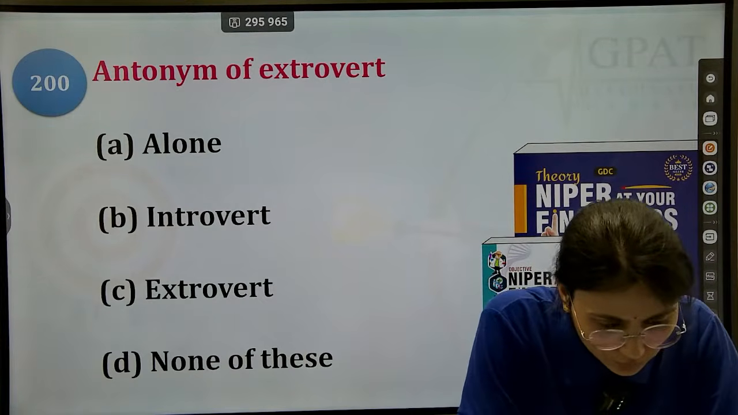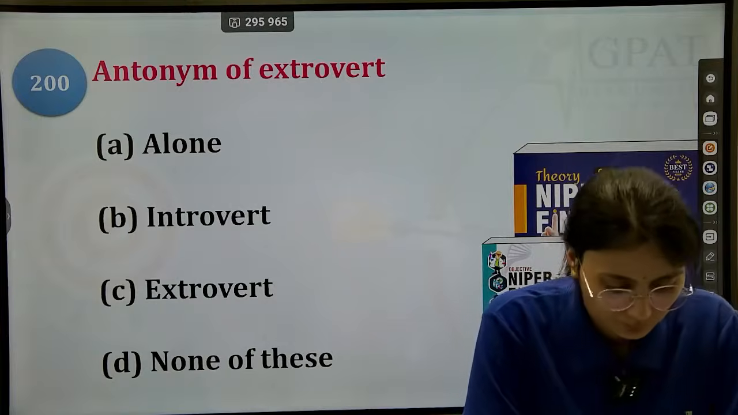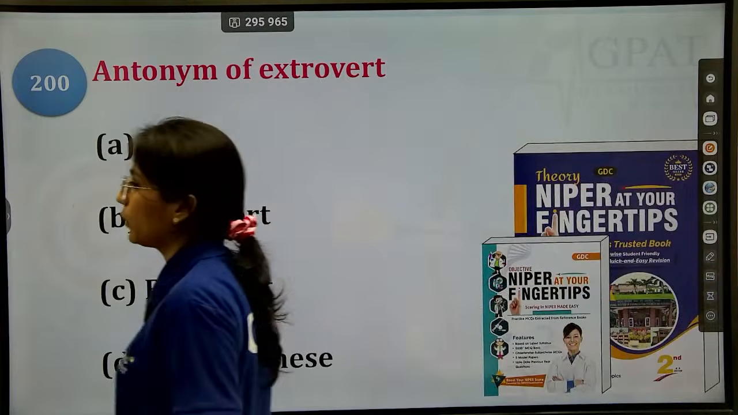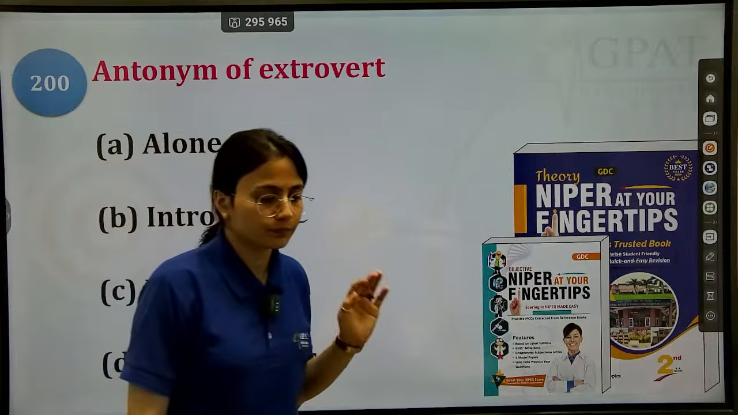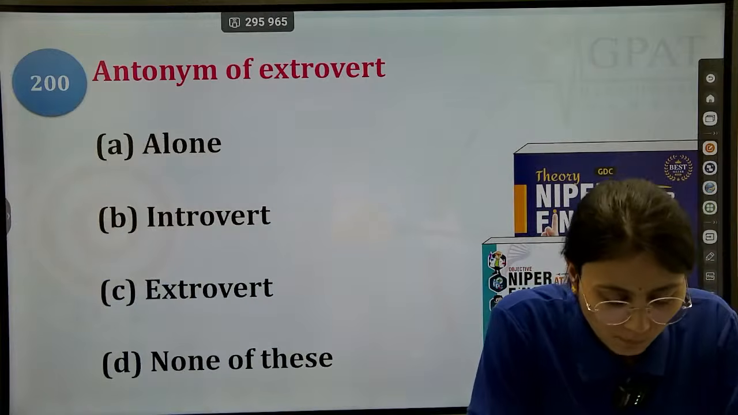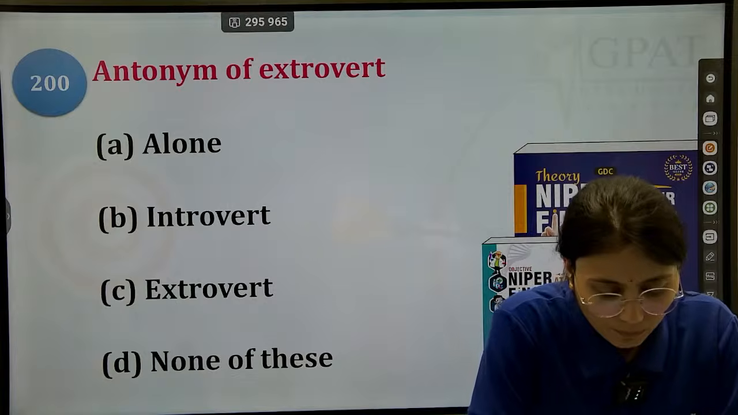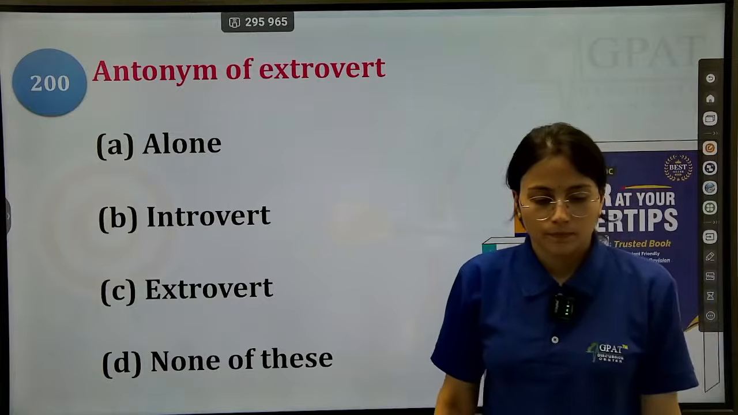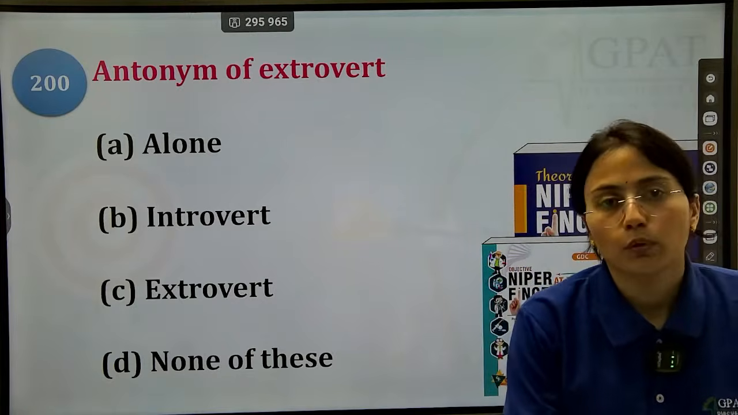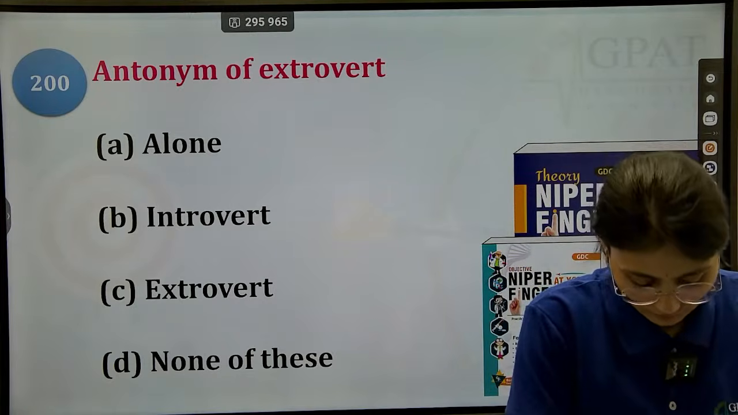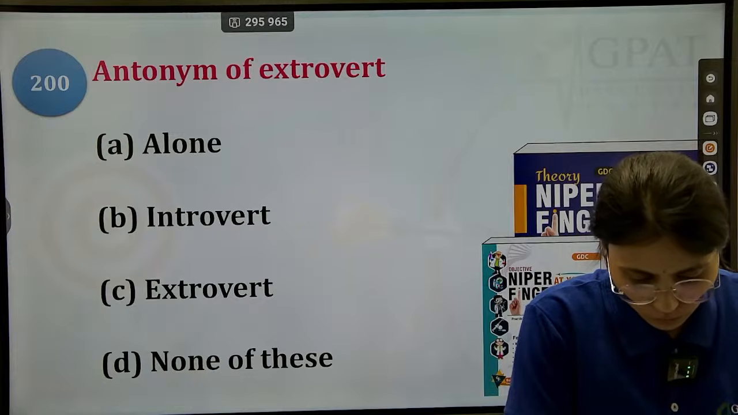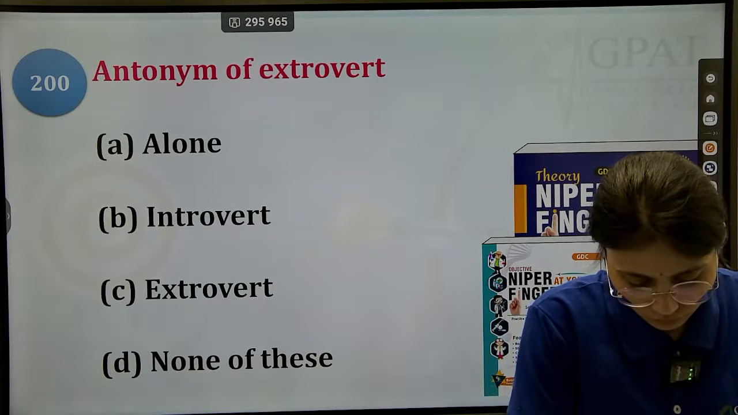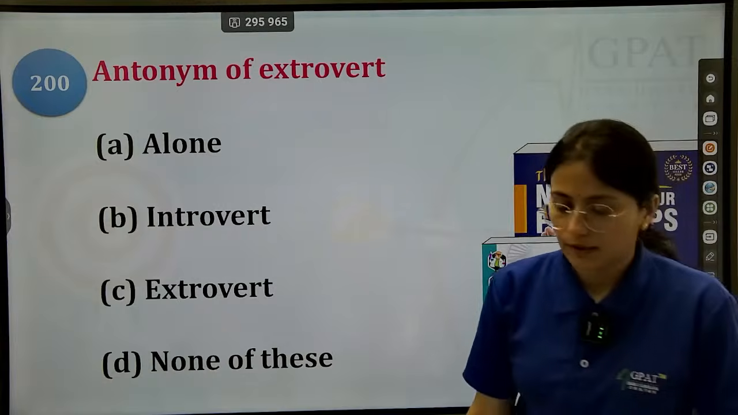Now the antonym of extrovert. All of you know very well. The antonym of extrovert is what? Yes, option B is correct. That is introvert.